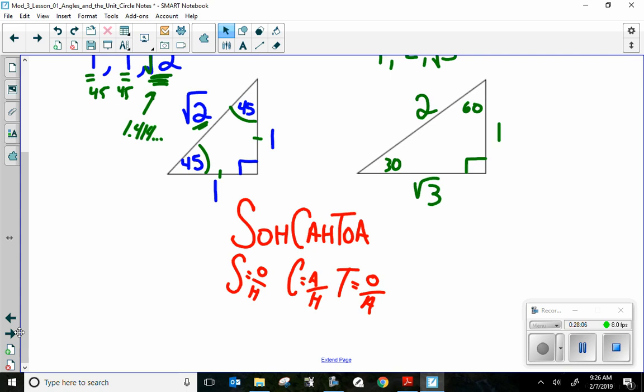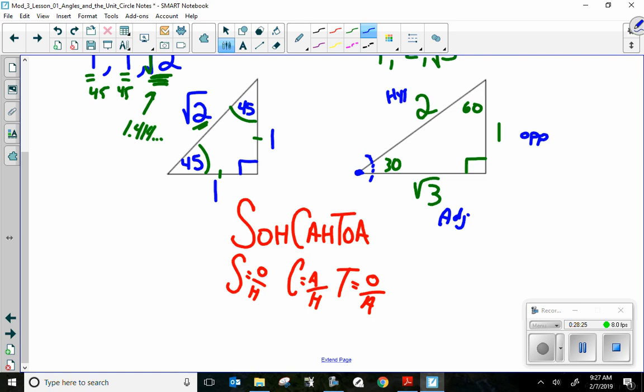But sine equals opposite over hypotenuse. Cosine is adjacent over hypotenuse. And tangent is opposite over adjacent. So if I want to know what the sine of 30 degrees is, if I was looking at this angle, opposite is my 1, adjacent, which means next to, is my radical 3, and this is my hypotenuse, okay? So why is that important?